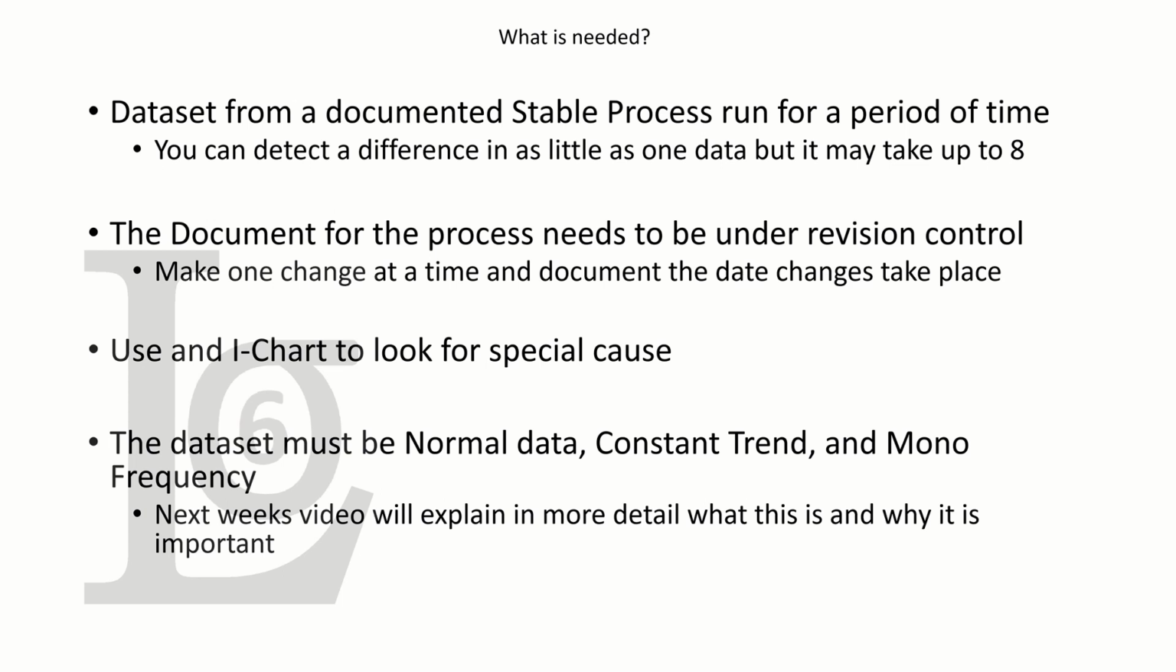Remember, your data is an output from a process. Your changes in the process may have an impact on your data. This is detected by looking for special causes described in the previous slides on your I chart. You can use an I chart to verify a change to the process and that it had the desired impact on your data. So when your data is normal, has a constant trend, and has a mono frequency, that means you have a stable process and you have usable data as long as you go through and clean it up.